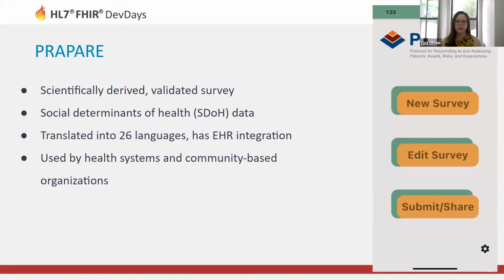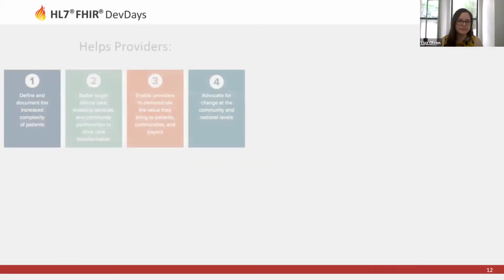To bring this all together, we're going to talk about PRAPARE. Now, PRAPARE predates us. We're not responsible for creating PRAPARE as a survey, but it is a scientifically derived, validated survey available in 26 different languages to screen for various aspects of social determinants of health, to determine what kind of resources people are at risk of needing at the individual level and what resources are needed more at a community level. What we did is we took this process, which is used across the country primarily through paper and pen processes, and we turned it into a mobile app with FHIR integration.